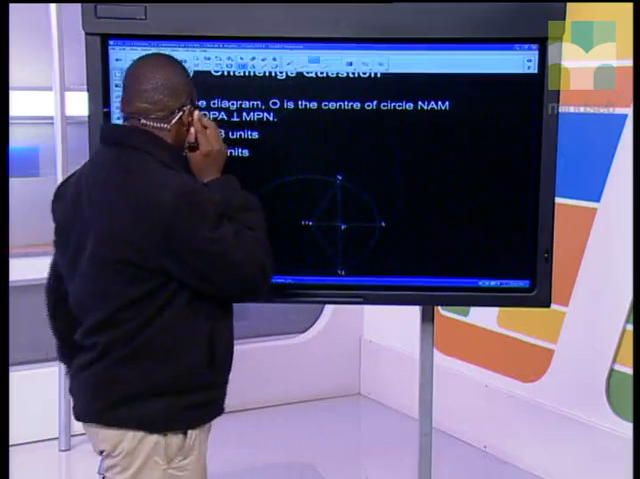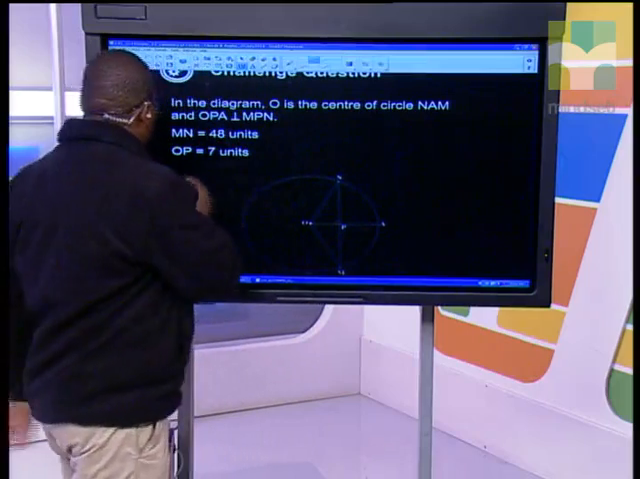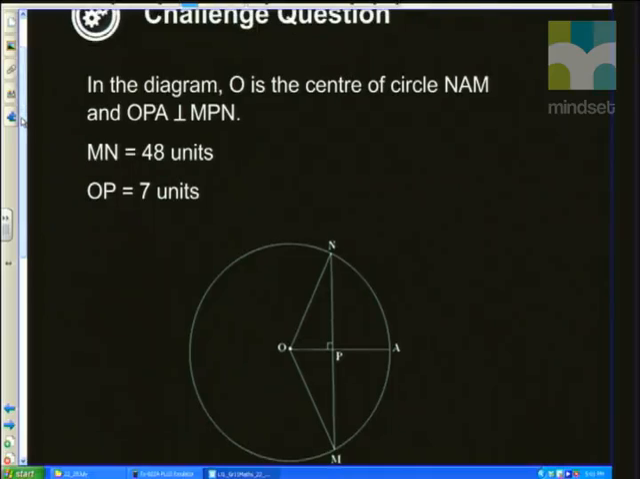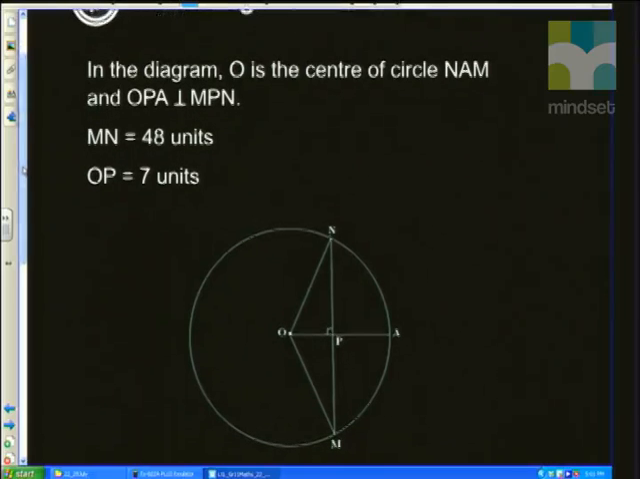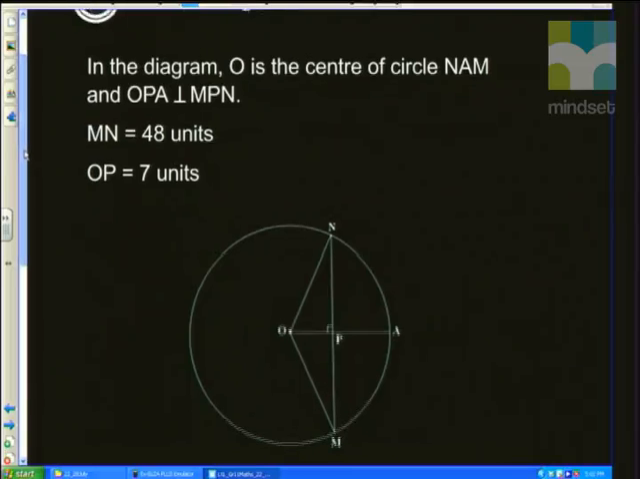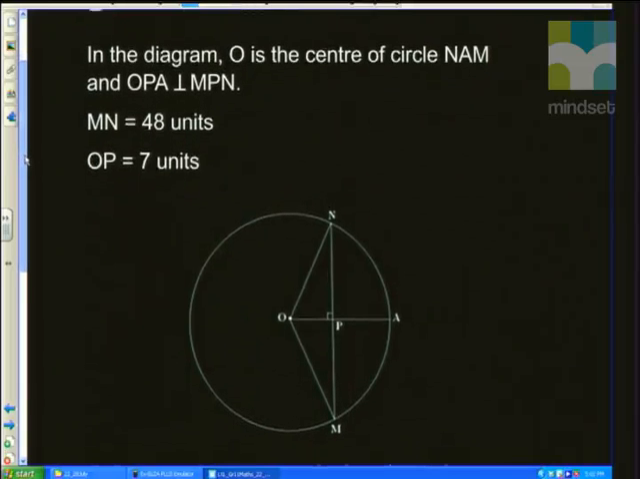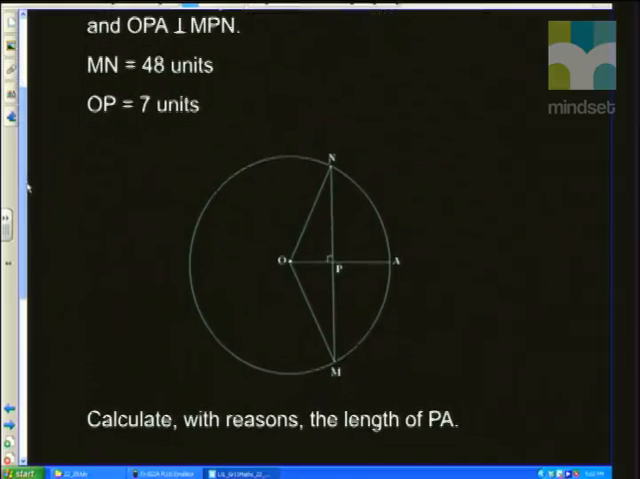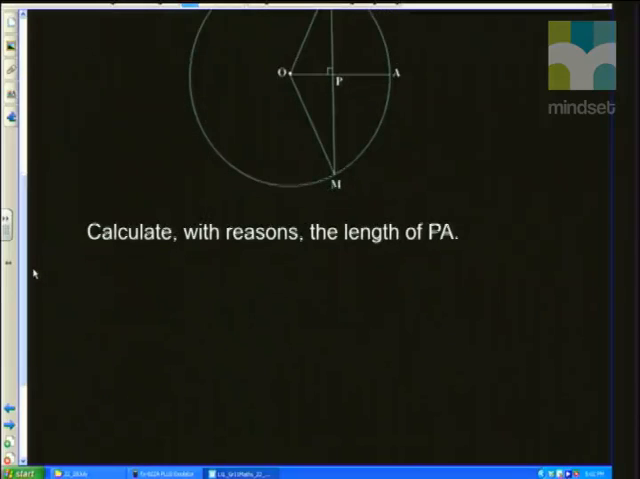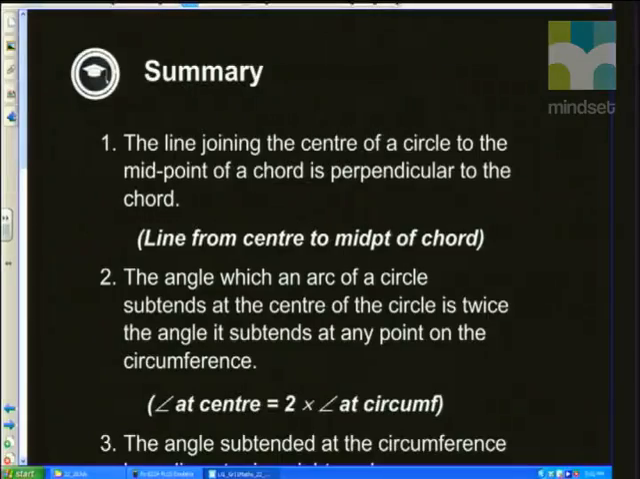Sitha, take it away. All right. Thanks, Queen. All right, guys, let's get moving. Grade 11s, I've got a challenge question for you here. I know for most of you it's not going to be that challenging, so we need to get more people getting correct answers. In the given diagram, O is the center of a circle, NAM, okay? And OPA is perpendicular to MPN, MN equals 48 units, OP equals 7 units. Calculate with reasons the length of PA, right? So you can work on your challenge question now, okay?